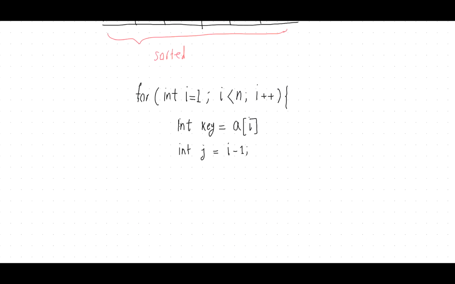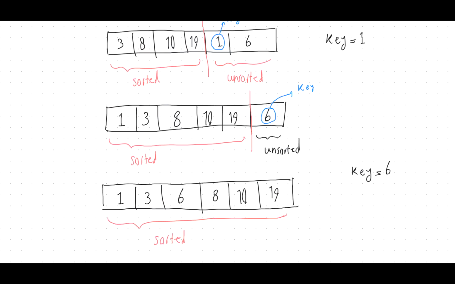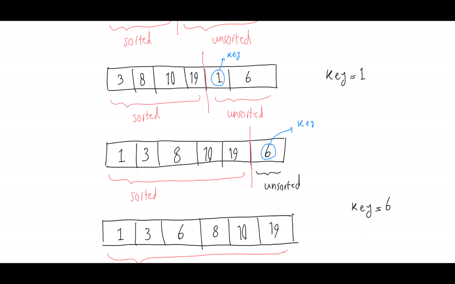Now, what we do, if you remember, is we compare the key with the previous element, and the element before that, and before that, until either we reach the beginning, like what happened for this one. We compared it with these elements and 1 was smaller than all of them, so we had to move all of them to the right to make room for 1 at the beginning, which we did here.